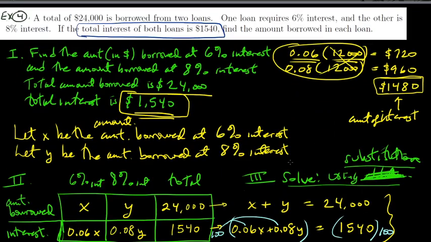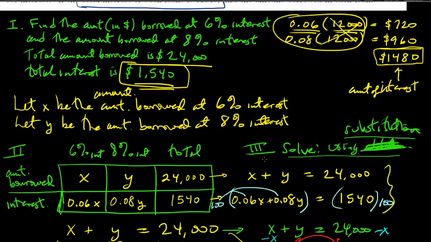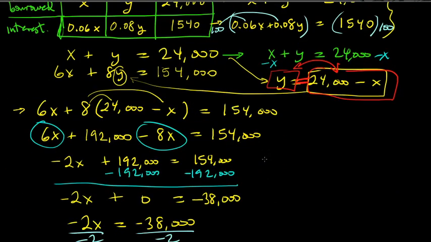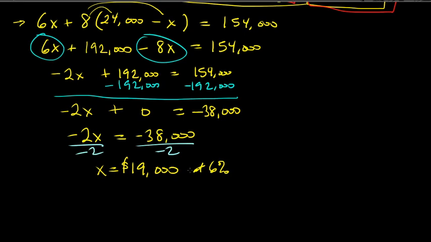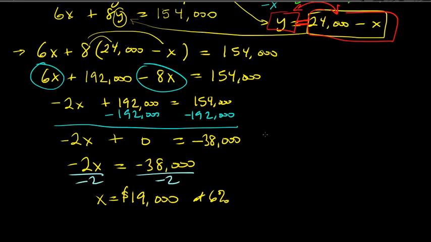Now, some problems, a negative amount is fine. In this case, this is the amount borrowed. We're not borrowing a negative amount. We're not paying them back. Okay. Well, look, we're almost done.